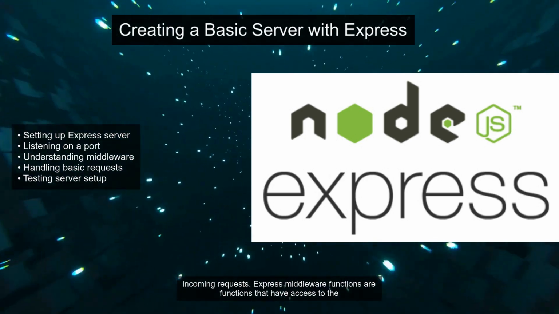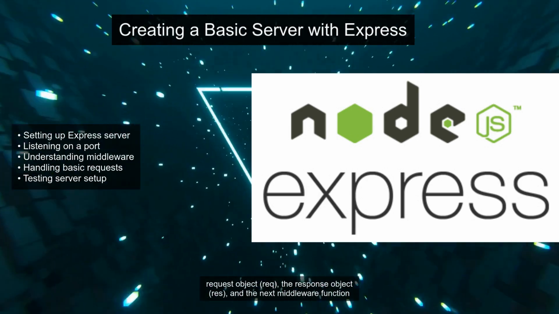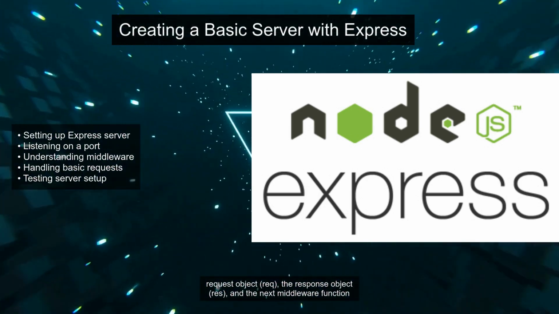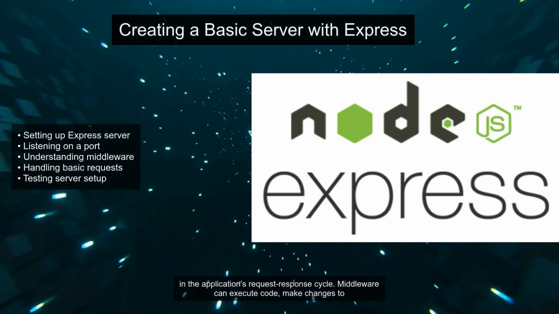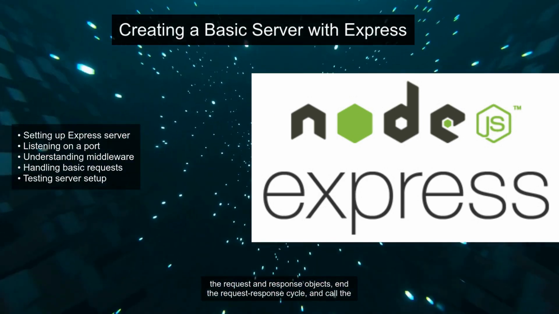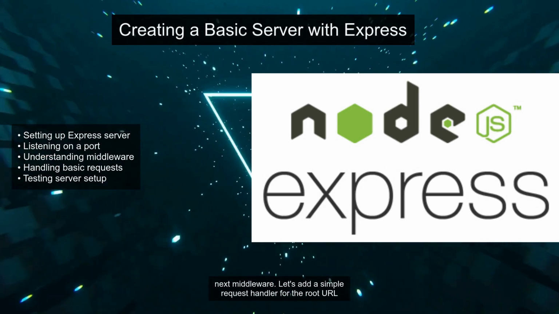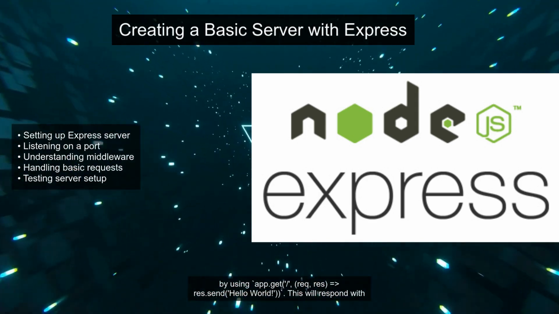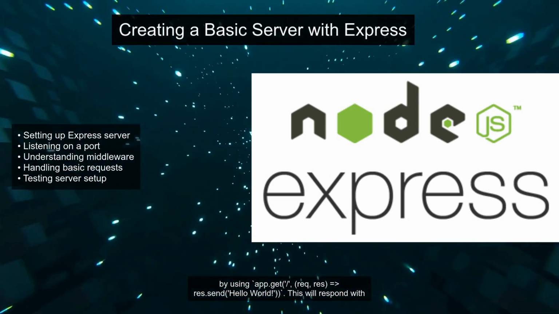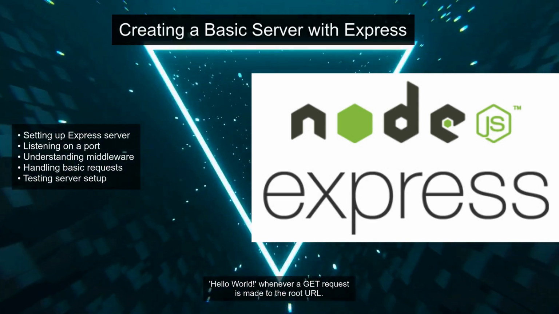Express middleware functions are functions that have access to the request object, req, the response object, res, and the next middleware function in the application's request-response cycle. Middleware can execute code, make changes to the request and response objects, end the request-response cycle, and call the next middleware. Let's add a simple request handler for the root URL by using app.get('/', (req, res) => res.send('Hello World')). This will respond with Hello World whenever a GET request is made to the root URL.